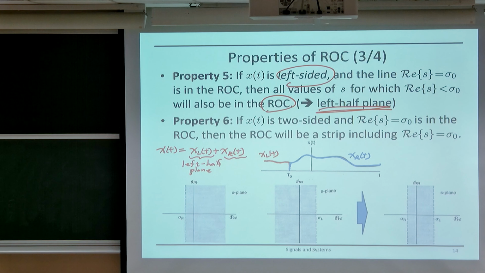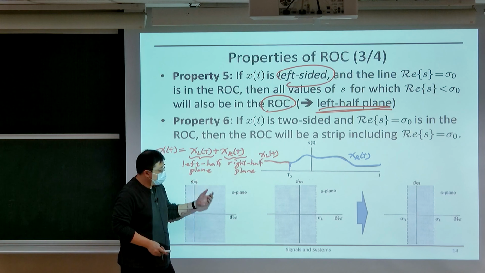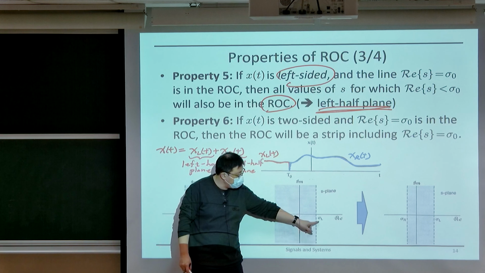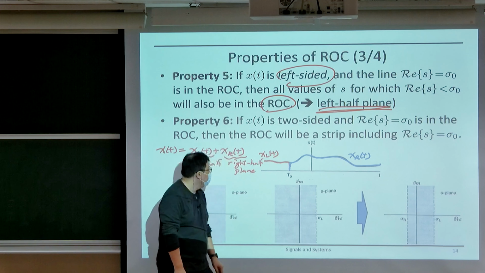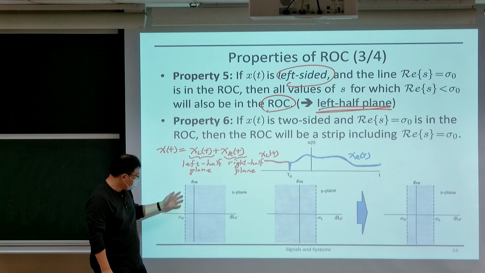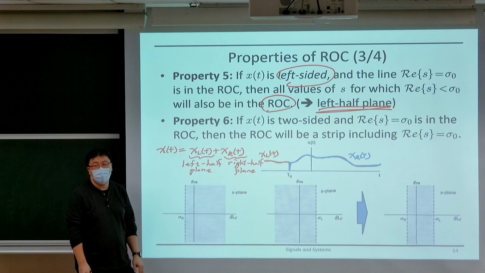And for the right-sided signal, the region of convergence is a right half plane. Okay? So for XL, its region of convergence may look something like this, right? It is to the left of some value sigma L. And for a right-sided signal, it is a right half plane, which means that it should look something like this, which is to the right of some sigma R.